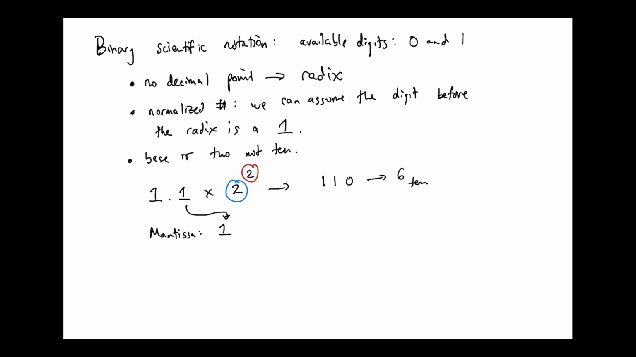the mantissa is going to be everything that comes after the radix. Now, in base 10, when I wrote 6.022, did I include the 6 in the mantissa? Yes, because I couldn't assume that the 6 was going to be a 6. Maybe it was a 7, maybe it was a 3, I don't know. But in base 2, what do I get to assume? The thing that's before the radix is always a 1. And so I don't need to include it in my mantissa.